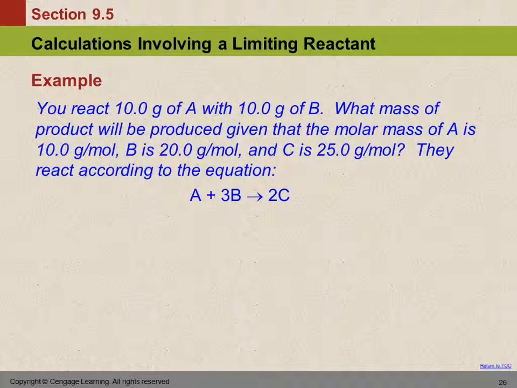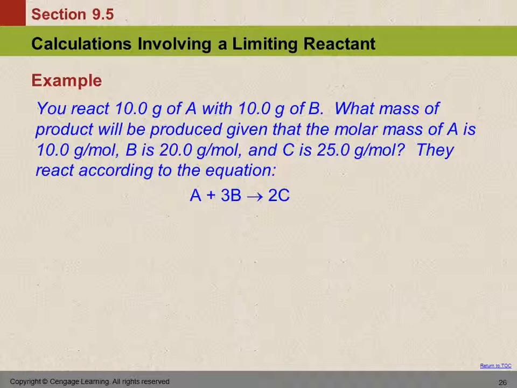You react 10 grams of A with 10 grams of B. What mass of product will be produced, given that the molar mass of A is 10 grams per mole, B is 20, and C is 25? They react according to the equation A plus 3B goes to 2C. This problem looks a little funny because there's no real elements here. A is just representing an element or a compound, and B and C are representing elements or compounds. We're giving you their molar masses, and we're doing this with nice roundish numbers so that it takes some of the math out of it.